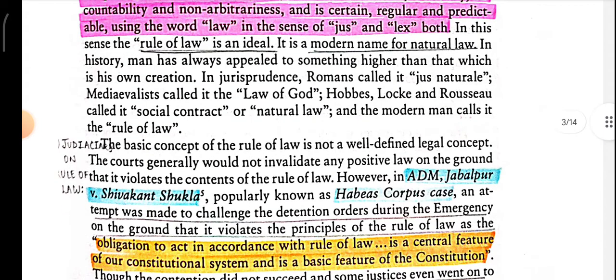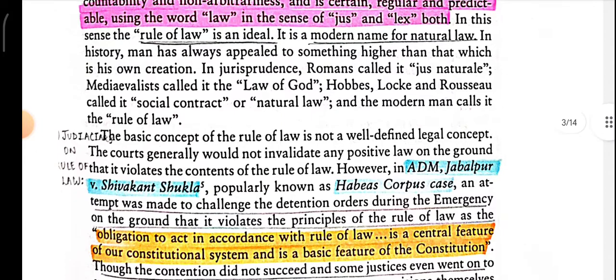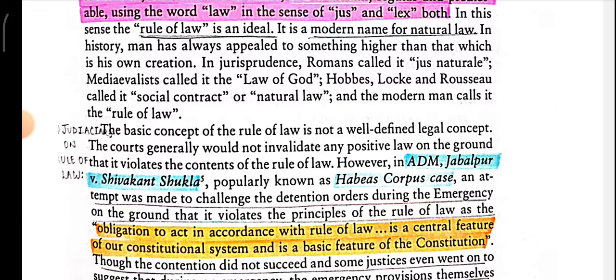The basic concept of rule of law is not a well defined legal concept. The courts generally would not invalidate any positive law on the ground that it violates the contents of the rule of law. However, in ADM Jabalpur versus Shivkant Shukla case, popularly known as the habeas corpus case, this case is also important for entrance purposes because it is known as the habeas corpus case.